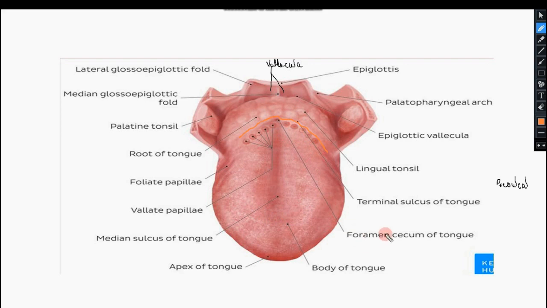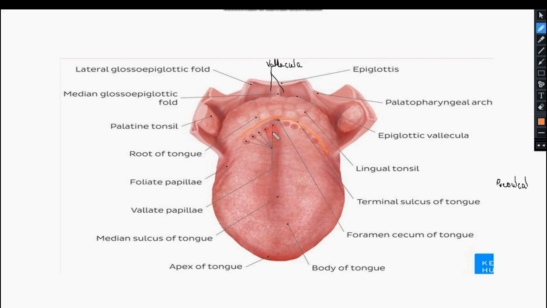This sulcus limitans, this terminal sulcus, on its most posterior and median aspect here, where I am indicating, from here the thyroglossal duct appears. Clear? And this already I have explained to you during your embryology class. Clear?